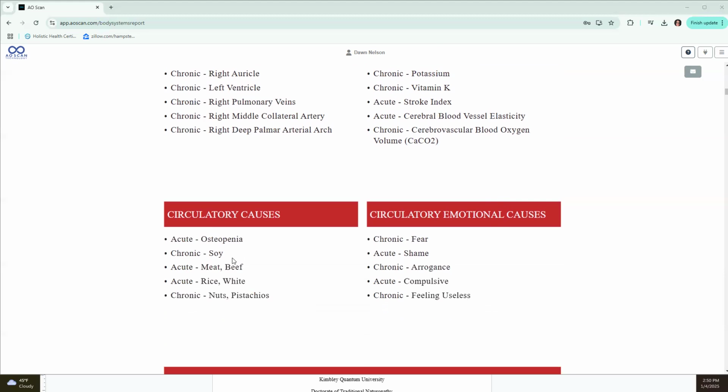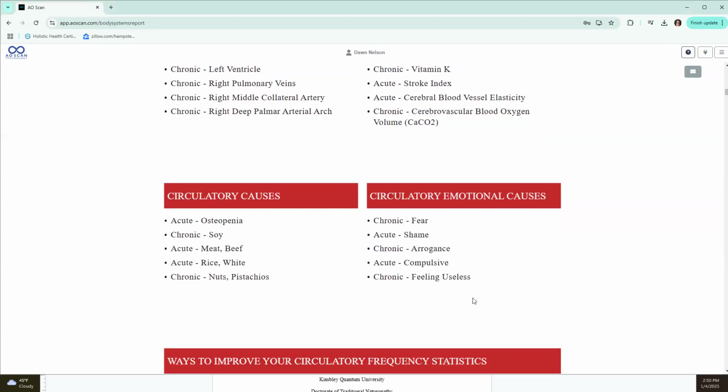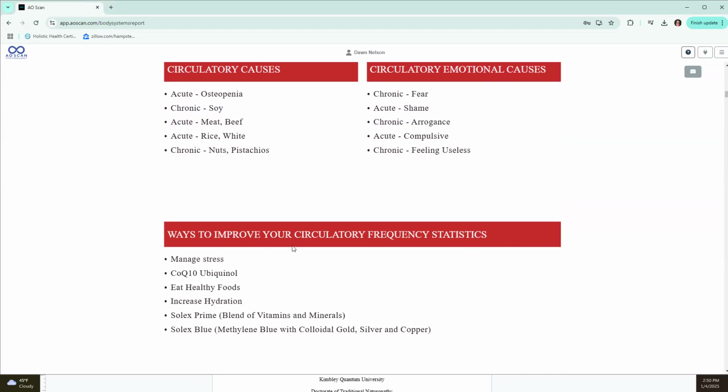Causes, chronic soy. Well, it's like I don't eat soy, so I have to dive deeper to figure out, well, what frequency might be near that, right? Chronic fear, shame, arrogance, compulsive, and feeling useless. And then it gives you suggestions, ways to improve. And this I always find really interesting and cool.